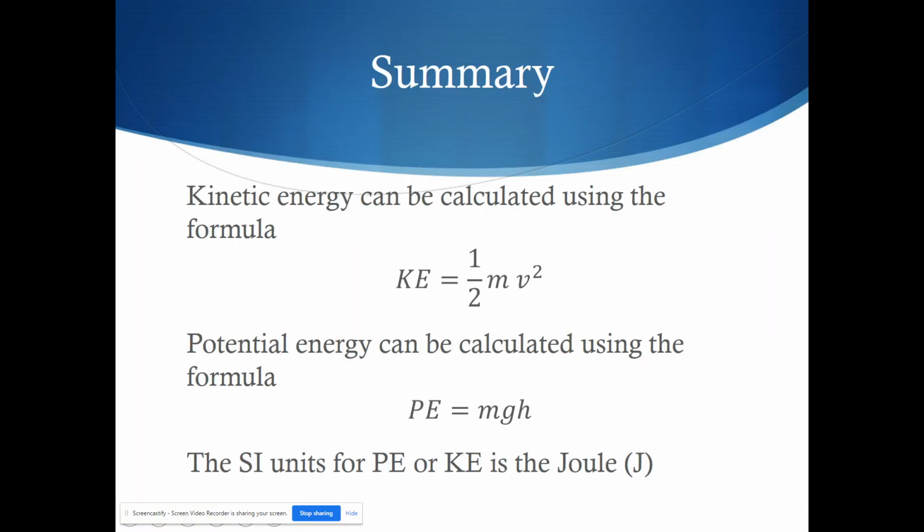In summary, kinetic energy can be calculated using the formula KE is equal to 1/2 mv squared. Potential energy can be calculated using the formula PE is equal to mgh. Remember, here on Earth, that g is a constant, 9.8 meters per second squared.